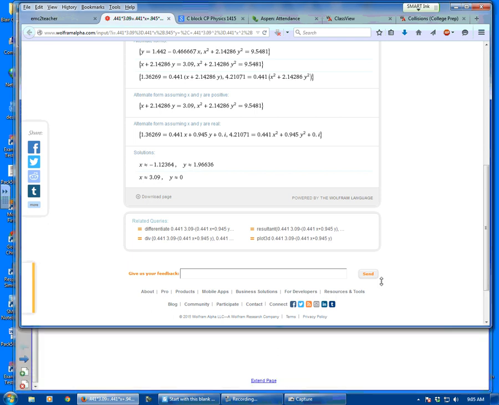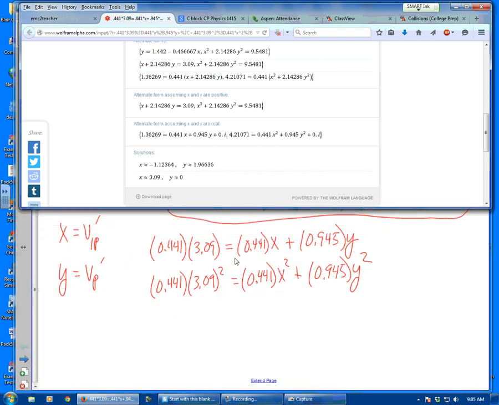And it gave me two sets of answers. And the one that makes more sense for me is this first one, because I predicted that the ice puck would bounce backwards. So I should be able to just enter these and say, okay, the velocity of the ice puck afterwards is negative 1.12 meters per second, and the velocity of the puck afterwards is 1.97.